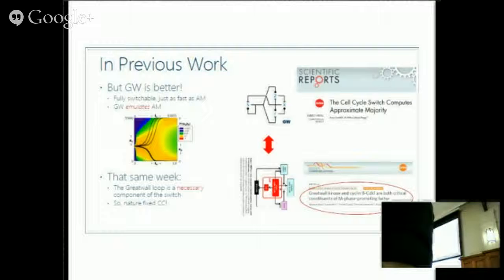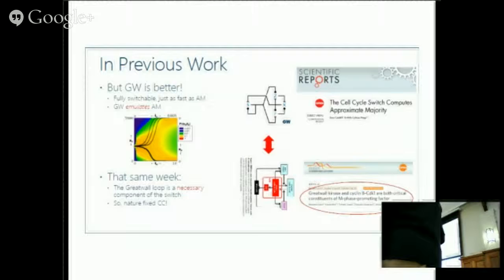But it so happened that this now exactly reproduced the performance of the approximate majority algorithm in a different style. So we published this paper, and kind of accidentally, the same week, there was another experimental paper explaining that this feedback here is actually necessary for the proper functioning of the real cell cycle switch, and apparently had not been noticed before. So we got kind of experimental confirmation the same week we published it. Kind of unusual. Good, so this is the previous work.